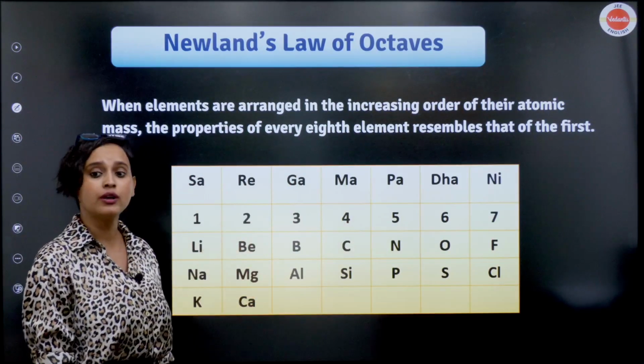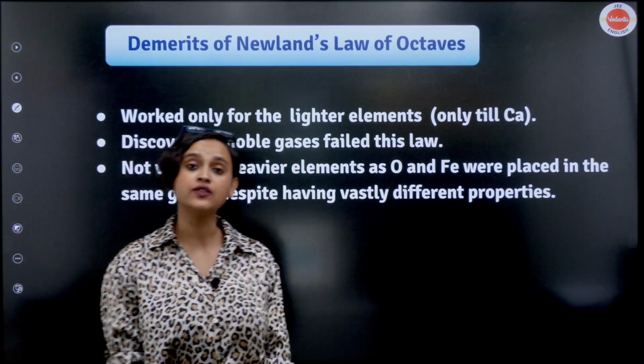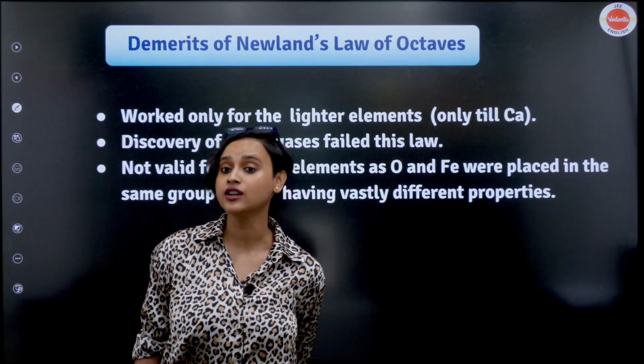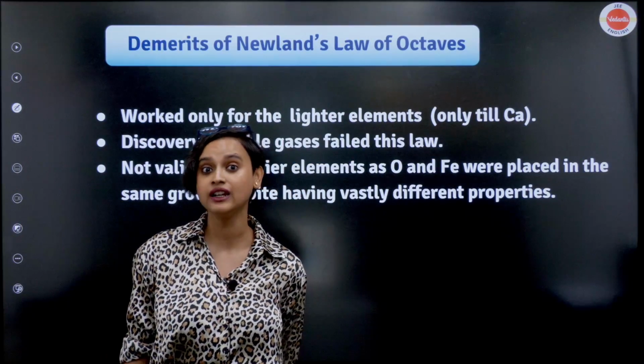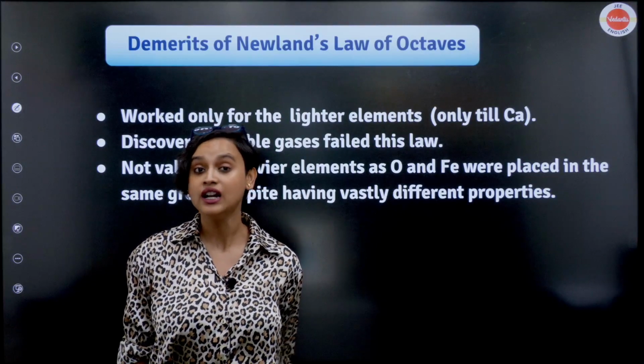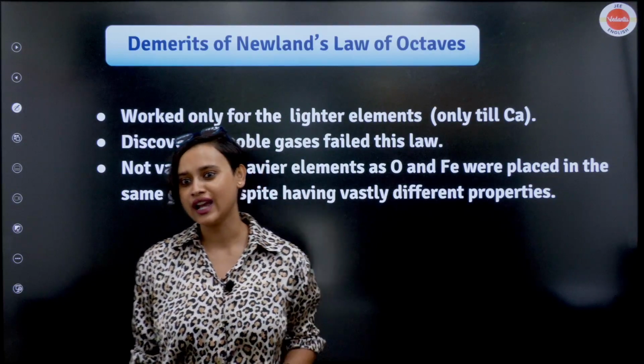This happened, but obviously after a certain point it was again not holding good. Again it did not work out. Again it worked only for the lighter elements.